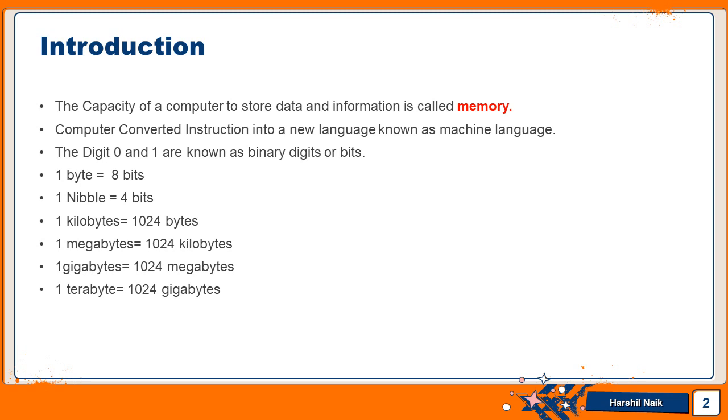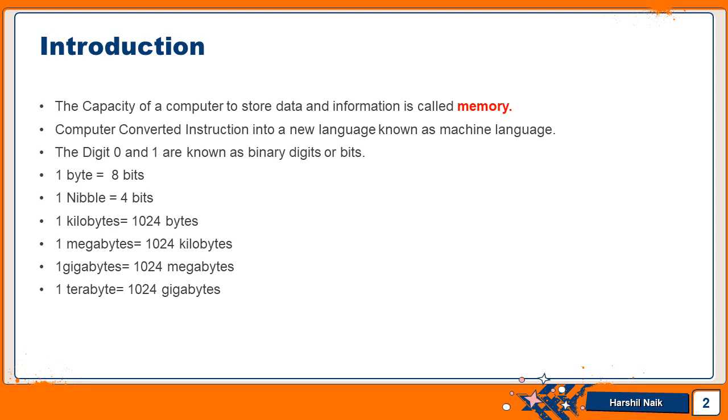When we give an instruction to the computer, this instruction gets converted into a new language known as machine level language. It is in the form of 0 and 1. The digits 0 and 1 are known as binary digits or bits. As you measure height in feet and inches, weight in grams or kilograms, similarly, a computer's memory is measured in bytes. A byte consists of a group of 8 bits.